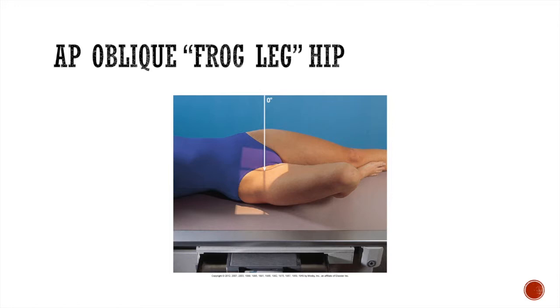But for the AP oblique frog leg hip radiograph, the patient is going to be in supine position, and the central ray is going to be locked to the midline of the grid, and it's going to be perpendicular. You also want to make sure that the IR and central ray are aligned, and the patient should flex their affected hip and knee and abduct the thigh about 45 degrees. And remember, this part is done right before the exposure is taken, so that the patient will be holding this position for the shortest amount of time possible.